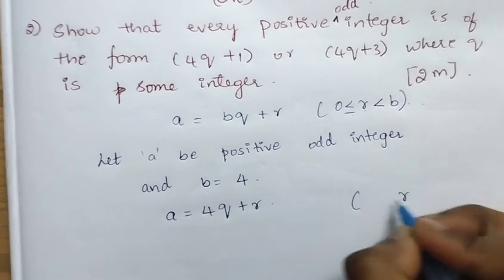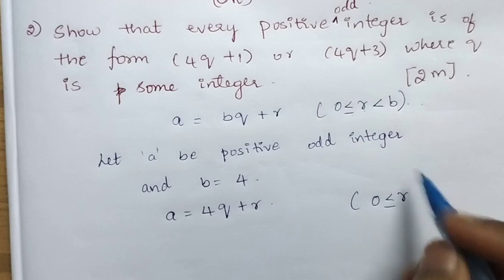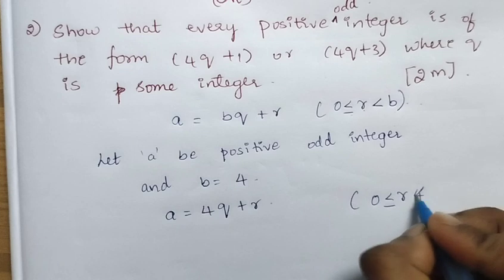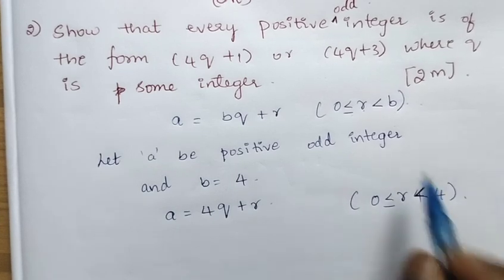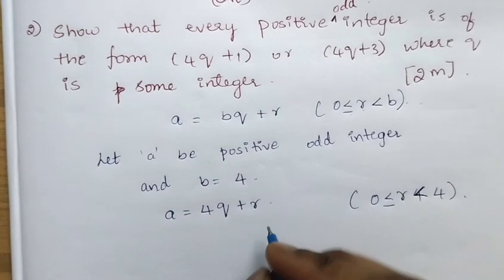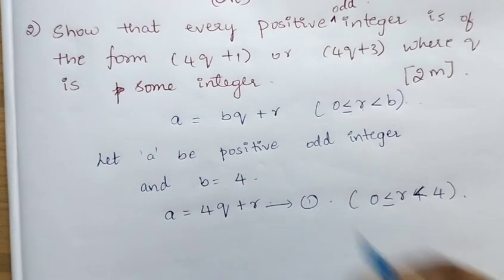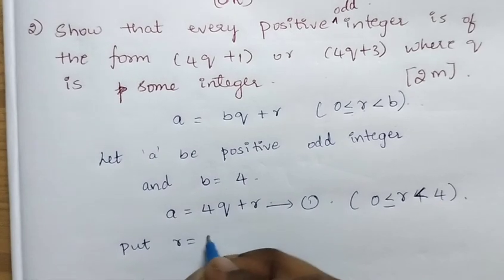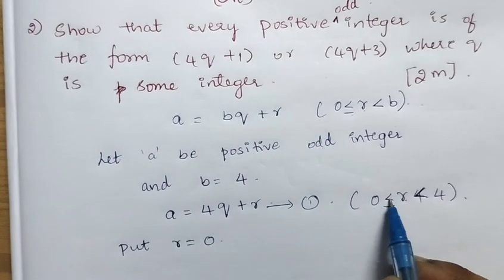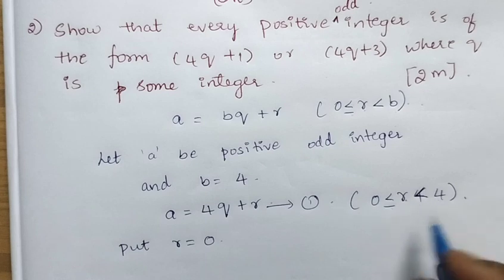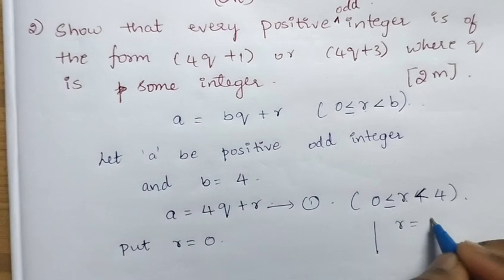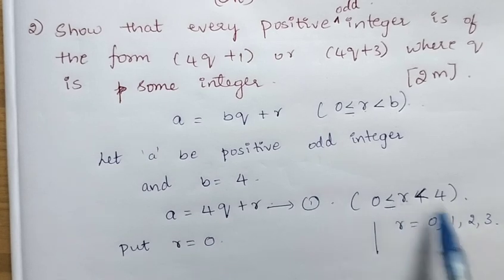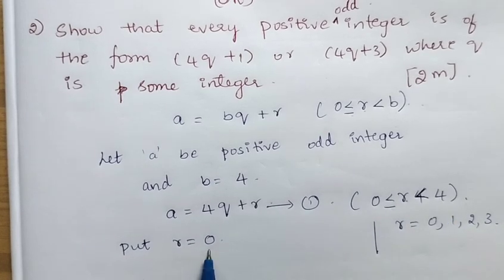That is nothing but r is greater than or equal to 0 and less than b. Here we have taken the value of b as 4, so in the place of b I can write 4. Let us take this as equation 1. Now r is greater than or equal to 0 and less than 4, so it carries the values r is equal to 0, 1, 2, 3. It should be less than 4 but greater than or equal to 0. So let us take r is equal to 0.